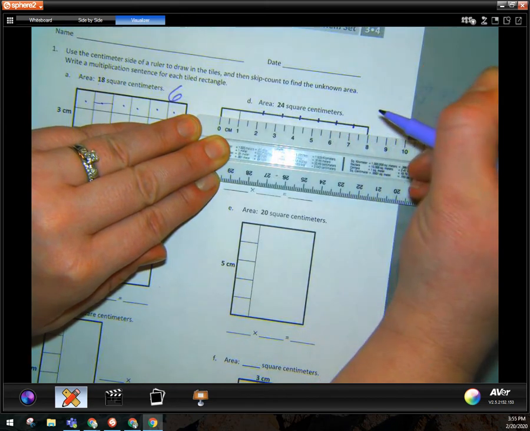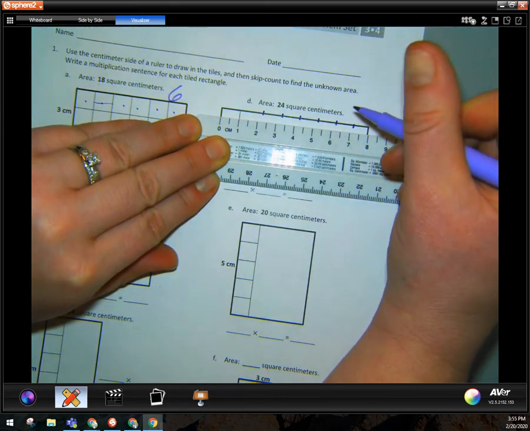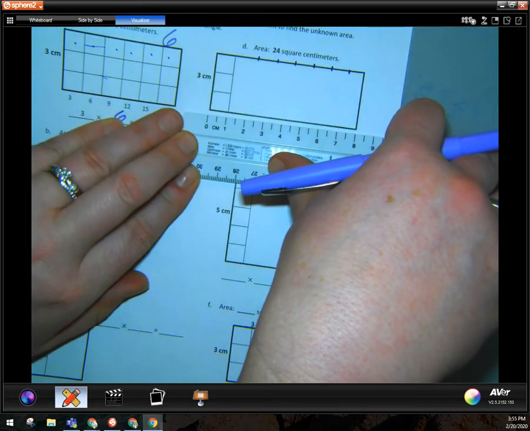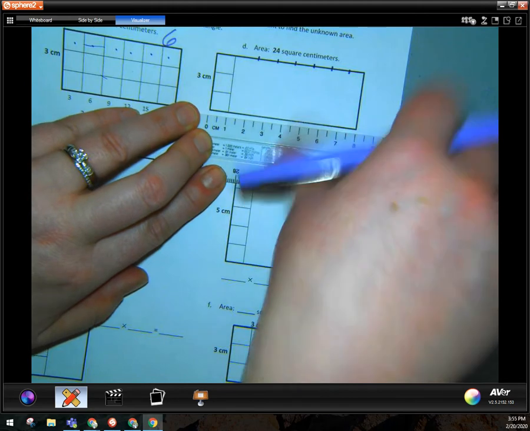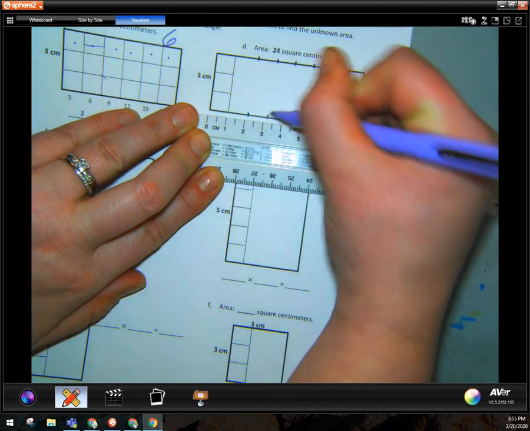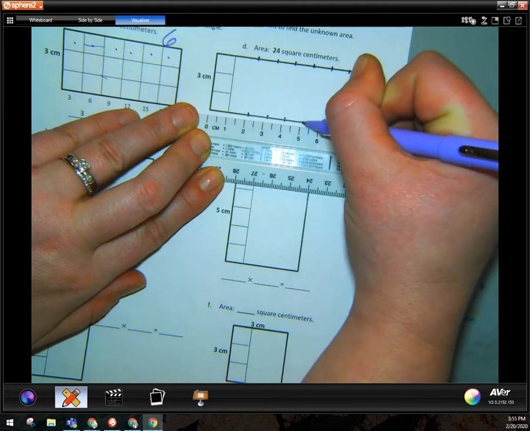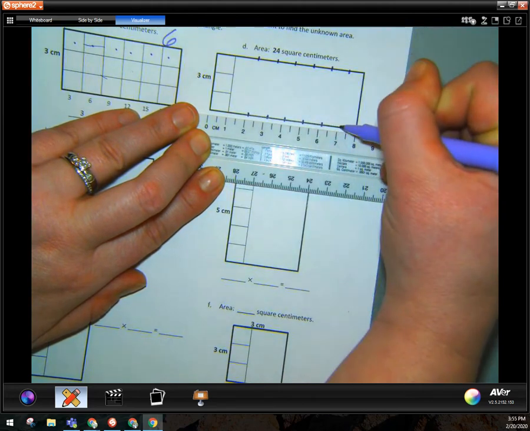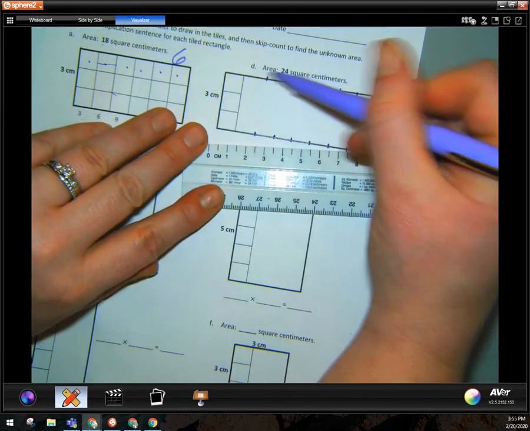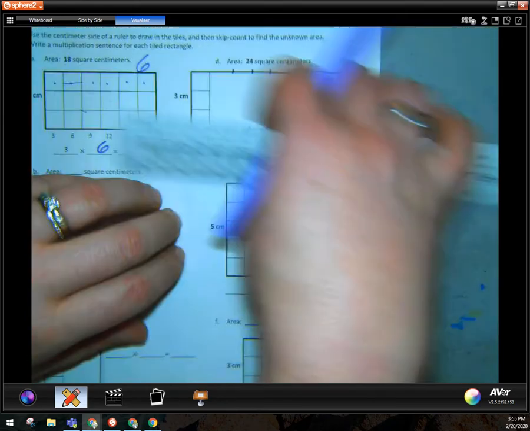And see how I'm marking right on the line? You should be doing that too. Then I'm going to go down here and I'm going to do the same thing. I'm going to line up the 0 with the number. And I don't have to mark that one, but I'm going to mark right here, right here. You're going to do the same thing with your ruler. So your lines should have little tiny tick marks on the line.